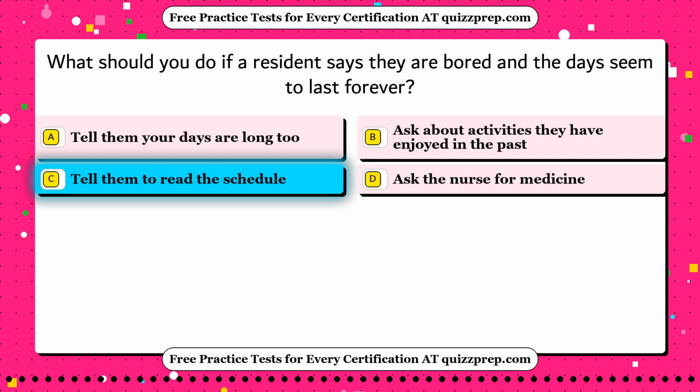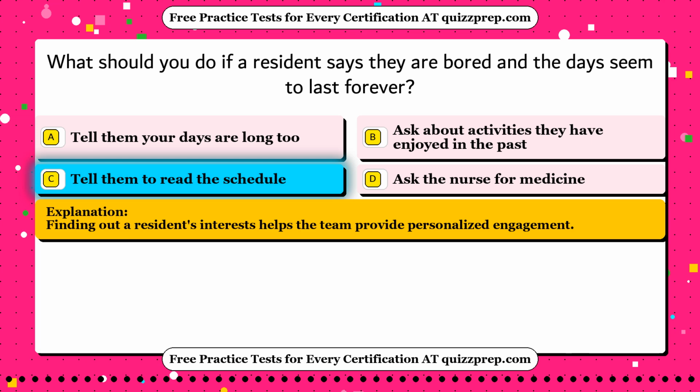The correct answer is option C, tell them to read the schedule. Finding out a resident's interests helps the team provide personalized engagement.